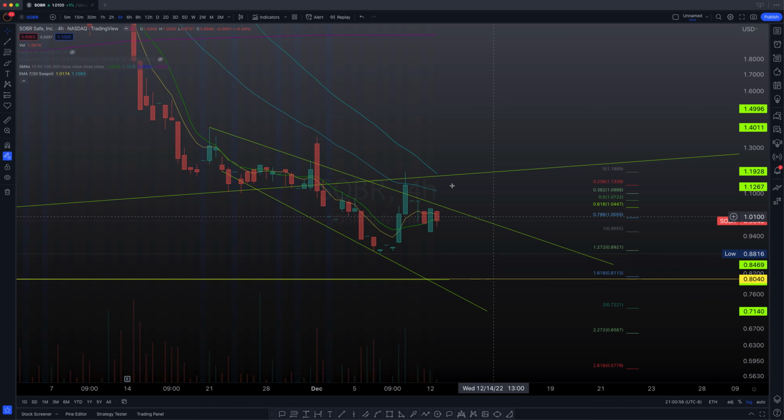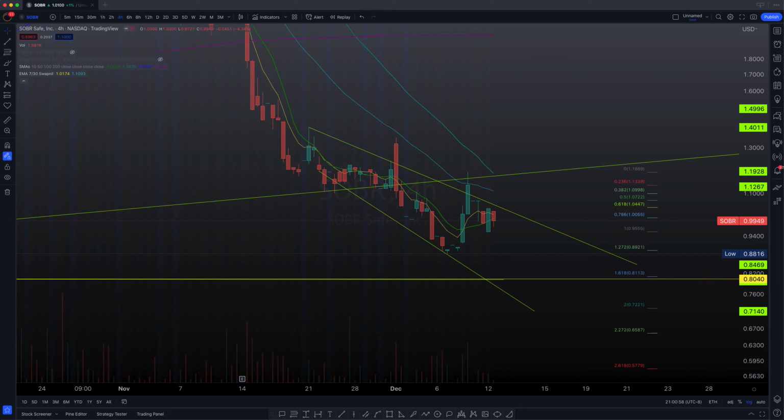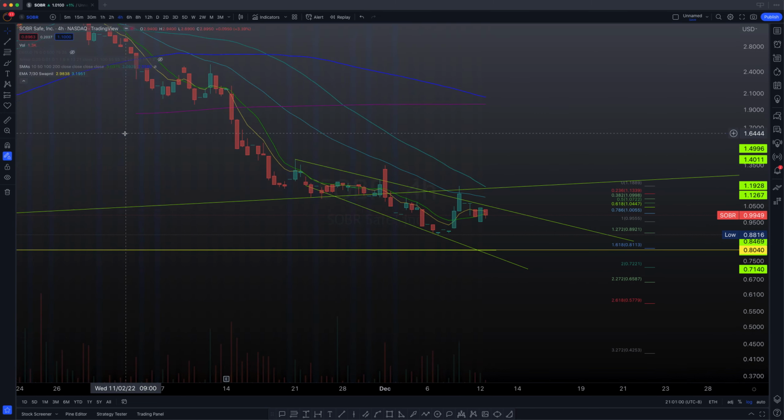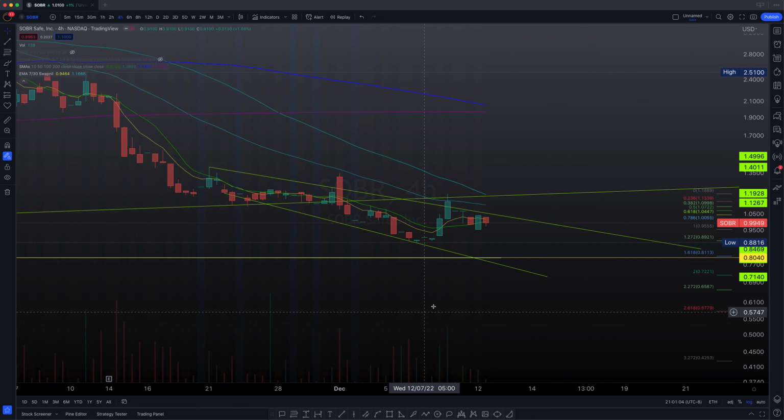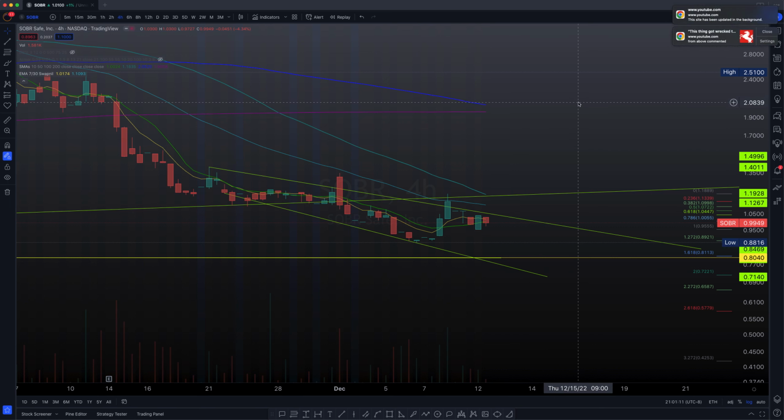Okay, but I think this is as fast as I can do it, and as a quick update for you guys who are holding SOBR, so please watch your longs, but there could be a potential continuation of this range trading here before an upside move can be realized, unless a fundamental catalyst appears.